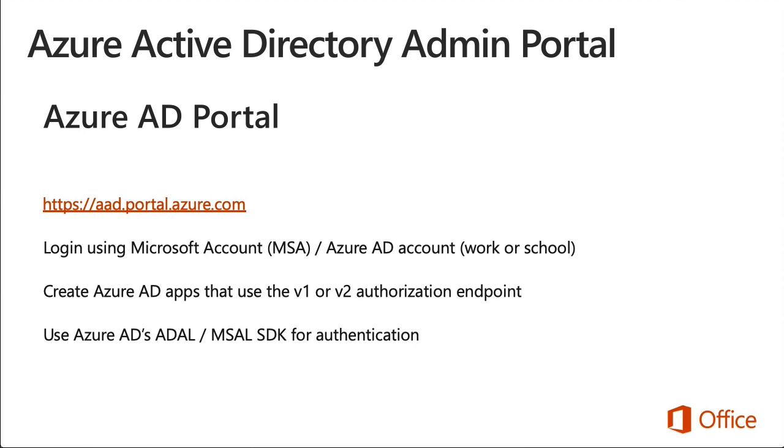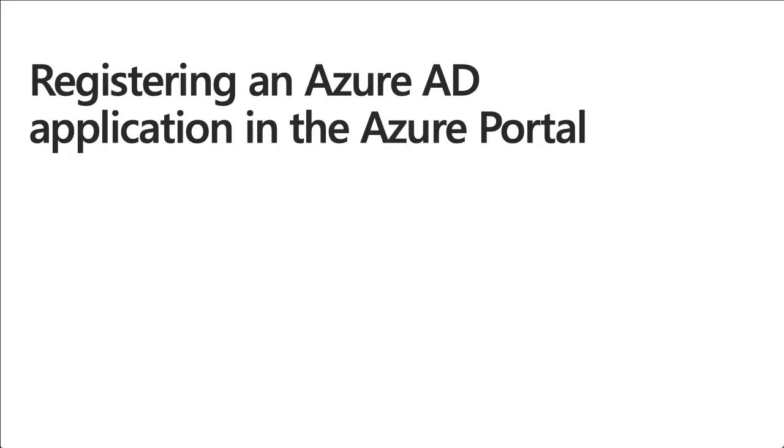And again, as I said in the last slide, that really is going to be dictated based on what you end up doing, using either the V1 or the V2 endpoint. But because we're dealing with the Microsoft Graph, as I said before, you really are going to want to focus on using the V2 endpoint. Now let's talk about how we register an Azure AD application using the Azure AD Admin Center or Admin Portal.